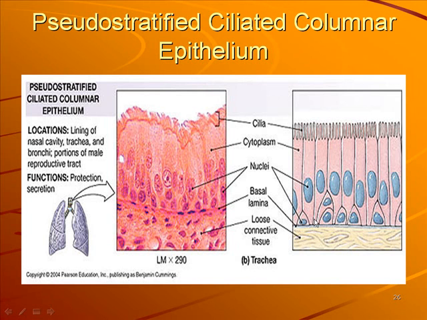Actually, each cell overlaps each other, but each of the columnar cells comes down and touches the basal lamina. It also has cilia on the top of it. Pseudostratified ciliated columnar epithelium. Again, same thing.